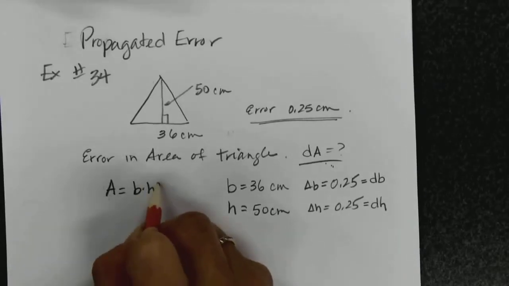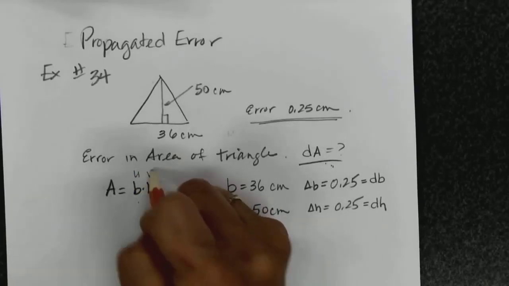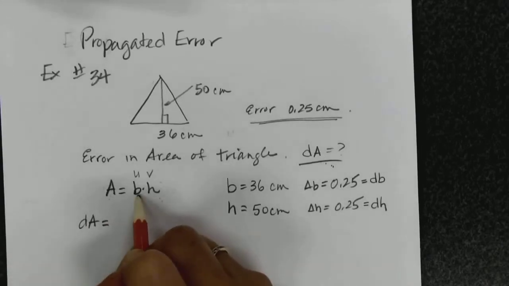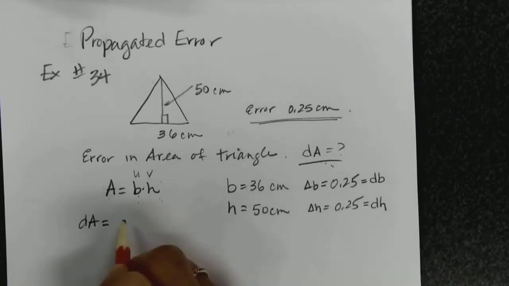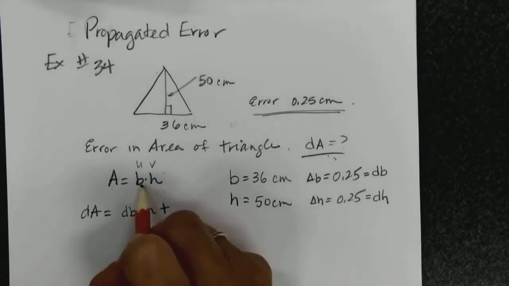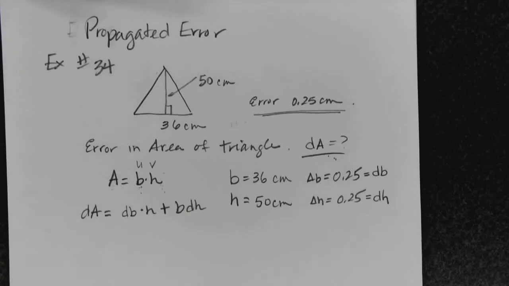So now remember, this is two separate variables, so we're going to use a product rule, right? This being your U, this is being my V. So dA would equal, well, derivative or the differential of B, right? U prime would be dB. So dB times V, which is H, plus U V prime, which is B times dH. Does that make sense? Yes or no? Okay. All right.